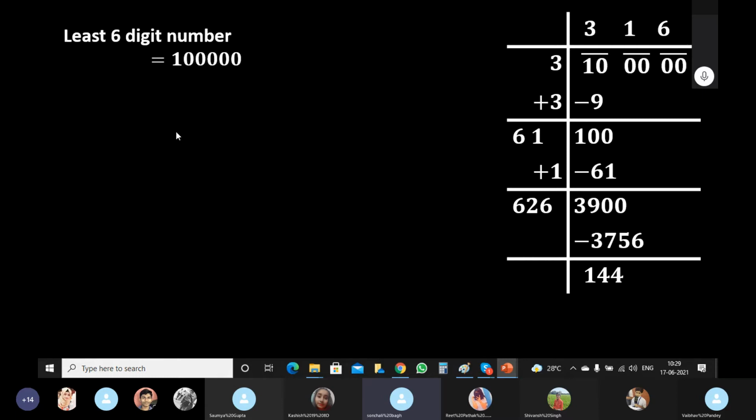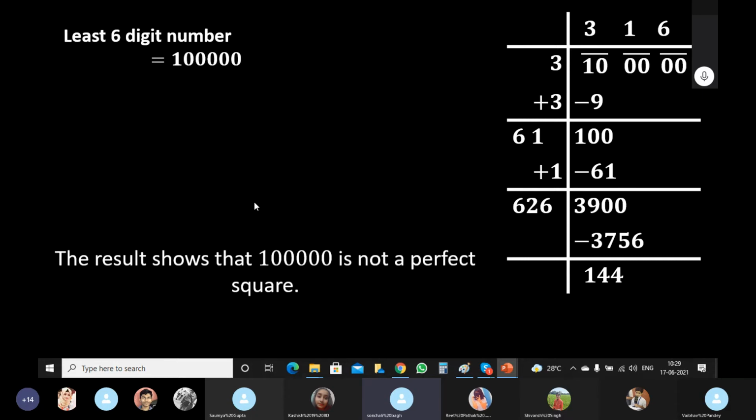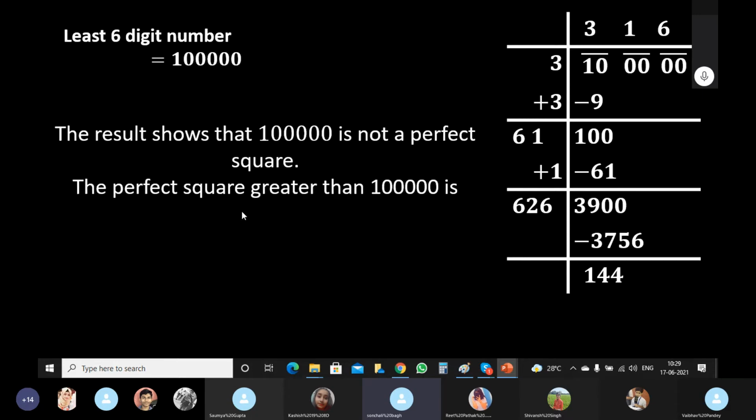So I have taken out the square root for you using the long division method. That means 316. But it is not giving us a perfect square. Yes or no? So what I will do? I will be checking for 317 square. Yes or no?